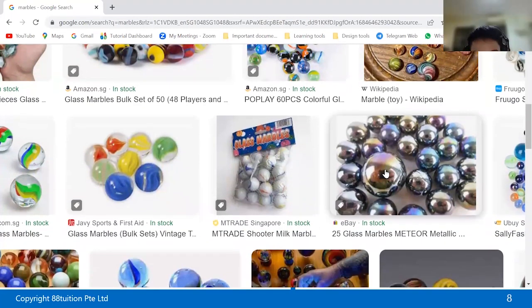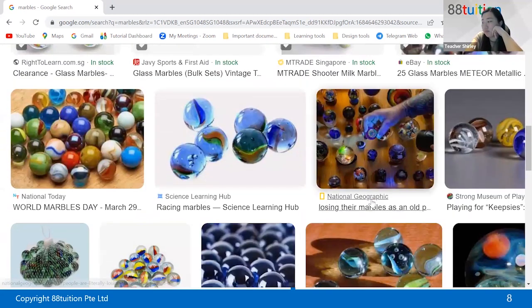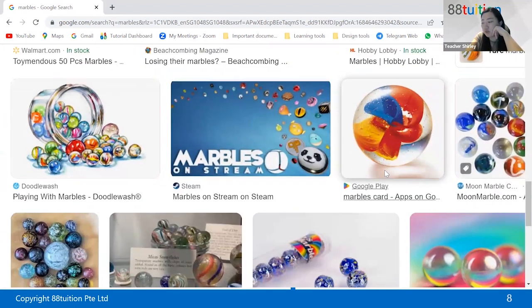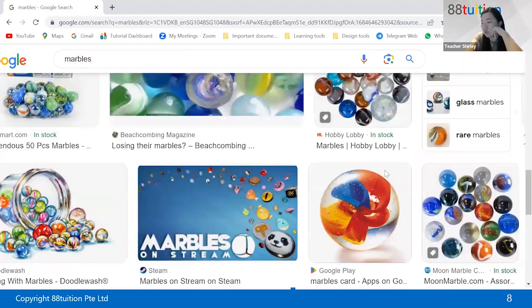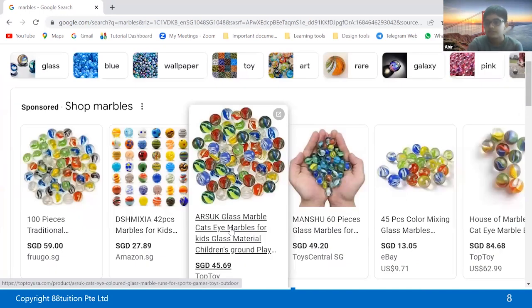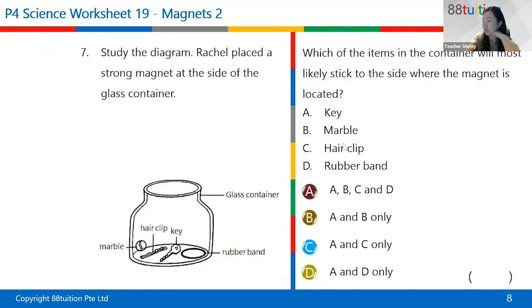Why are they so expensive? Even this kind that looks like metal, they are actually glass marbles. They are just made using special finishings, but they are basically made of glass. I think they are so expensive because they are quite rare nowadays. I don't know. How much? I have two marbles at home. It was given by my science teacher. They charge like 60 pieces for $49. That's almost like maybe 80 cents each, around there. Anyway, so marble is definitely out.